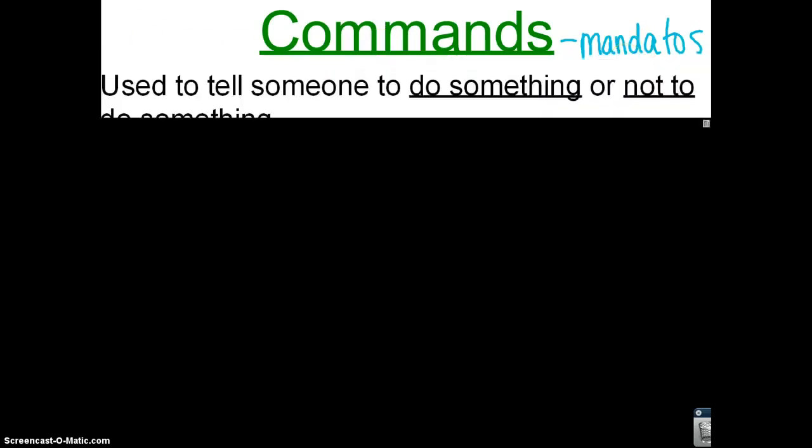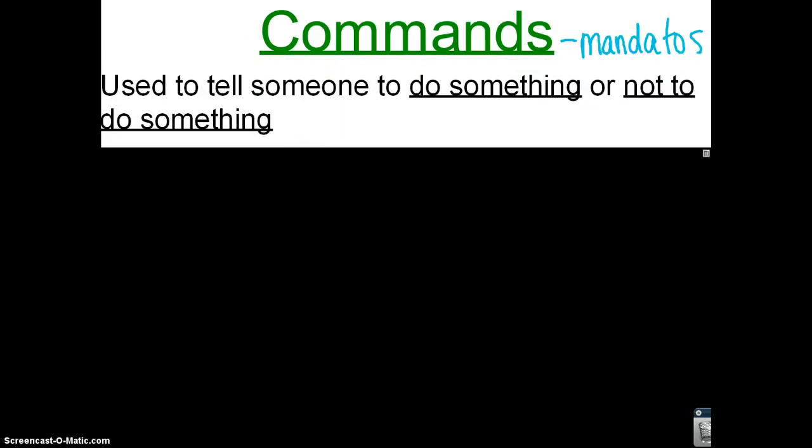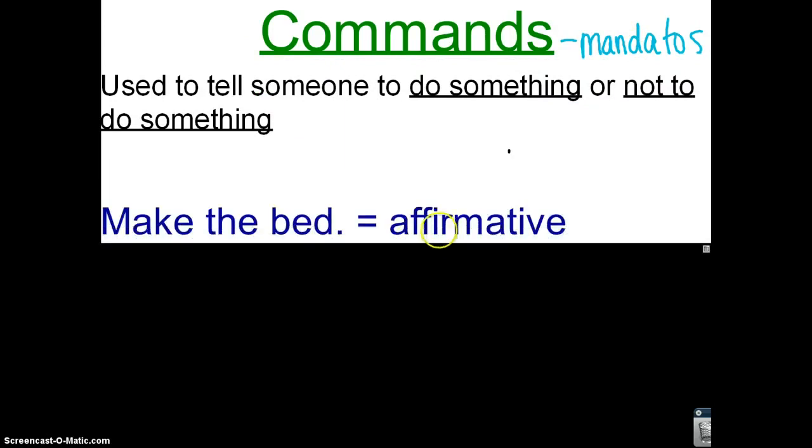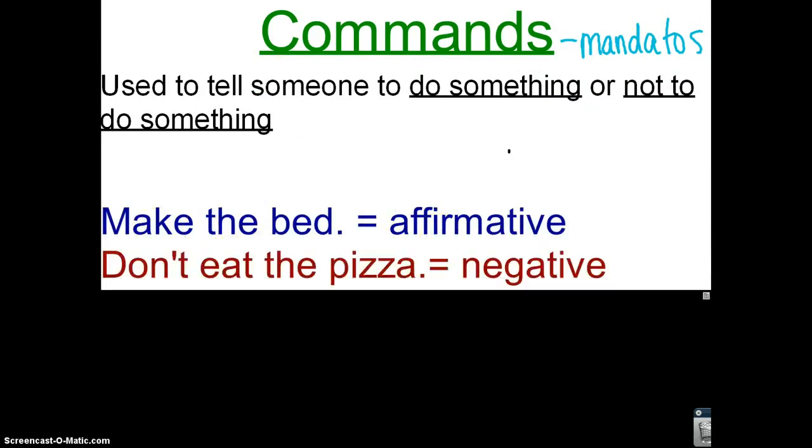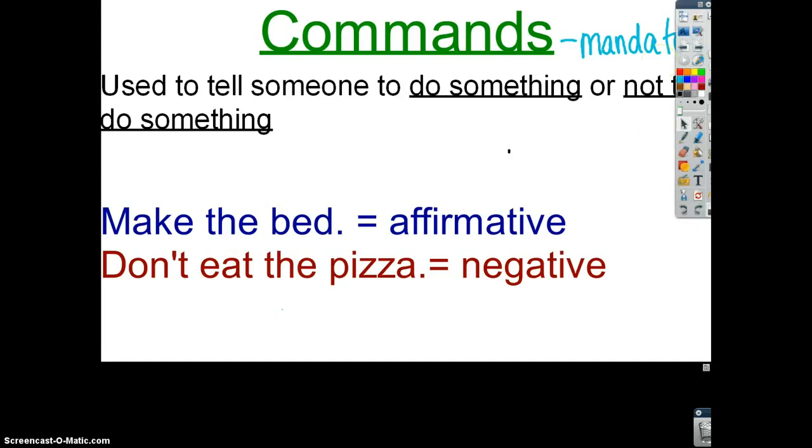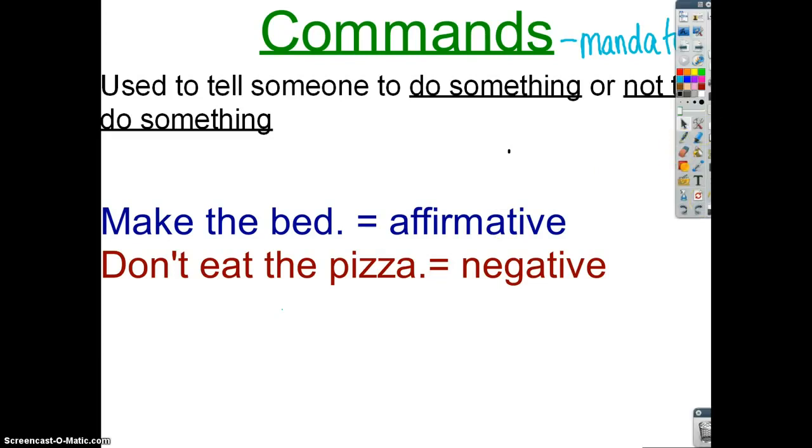Okay, commands, called mandatos in Spanish. They're used to tell someone to do something or not do something. You can have an affirmative command where you tell someone to do something. You can have a negative command where you tell someone to not do something. But of course, that's not how we have them organized in our brain files. I always say you should have two files in your brain, one for affirmative tú commands and one for all others because of the way that we form them.